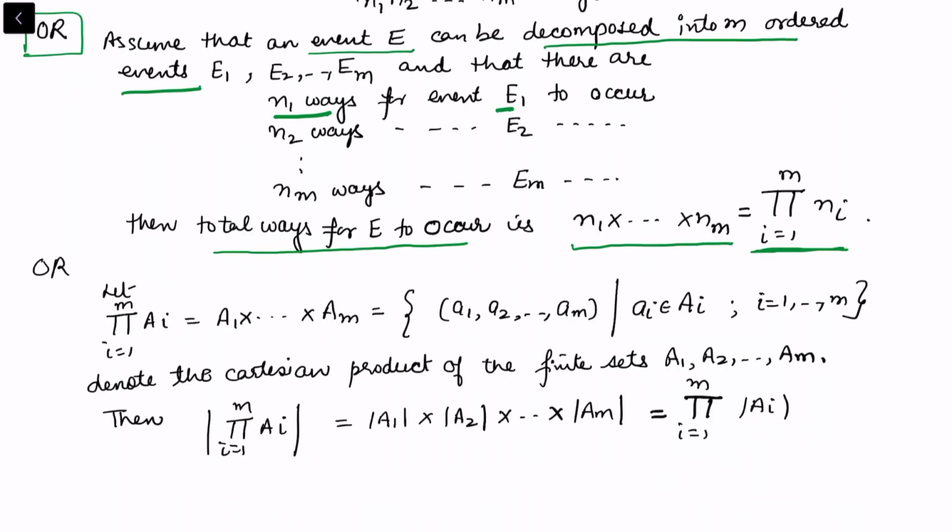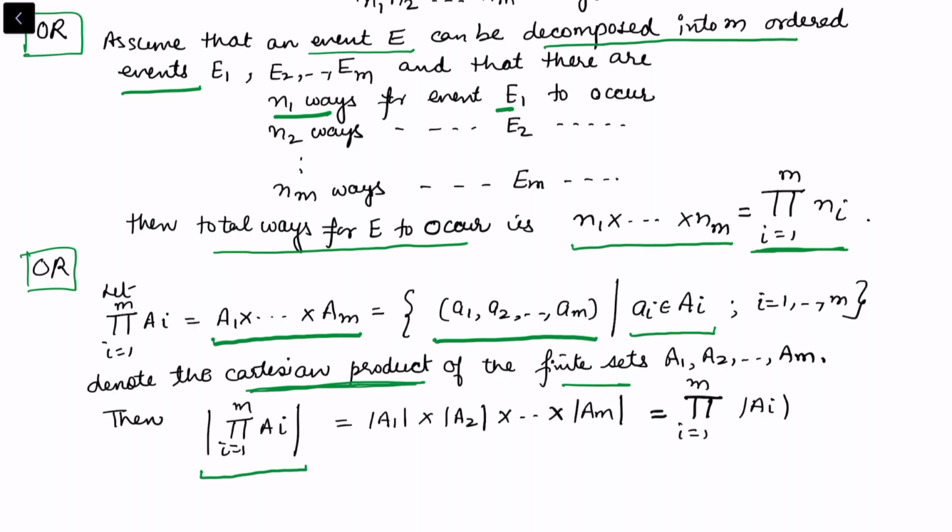Or simply, in the set theoretic notation, we can rewrite this definition as the product of Ai, which is equal to A1 into up till Am, and this is the ordered pair notation that we use in the set theoretic form, where each ai belongs to capital Ai for i varying from 1 to m. This denotes the Cartesian product of the finite sets. Whenever we say this is a Cartesian product, that means order is already considered here, and hence the total number of elements in the main set is equal to the product of the cardinalities of the individual sets. So this is how we write the multiplication rule.